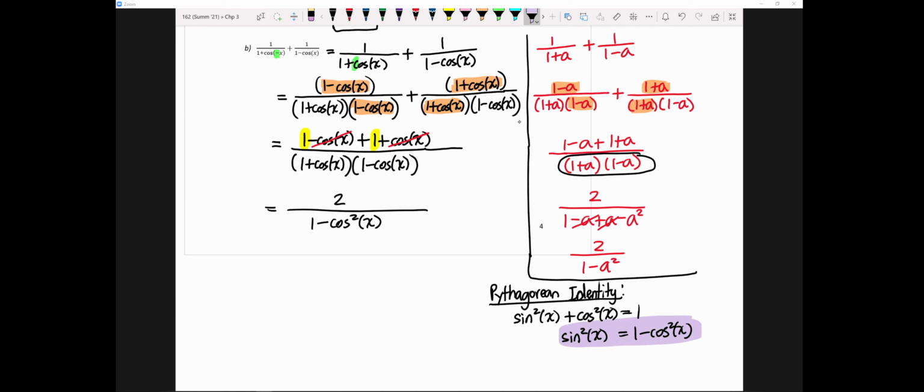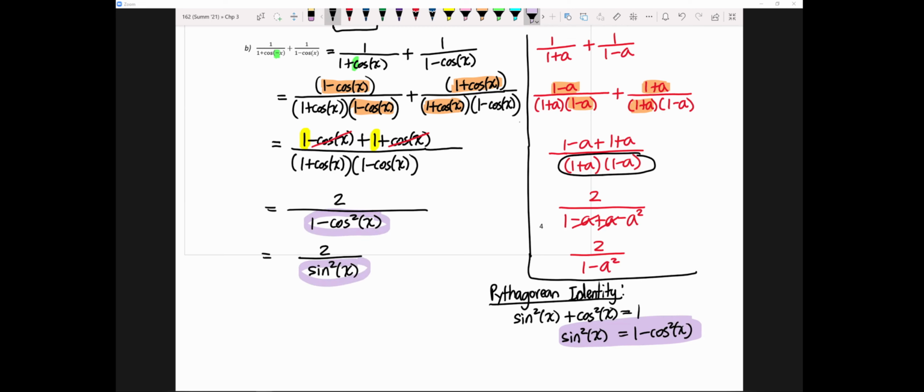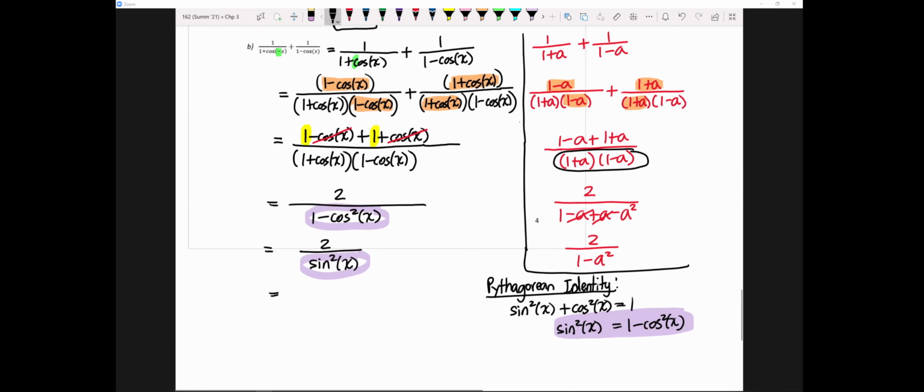So that means that we can substitute in for 1 minus cosine squared. That's equivalent to sine squared. Okay. There's one more step we can take. Volunteer, what is the last step? Square the top and bottom, or yeah, square root.